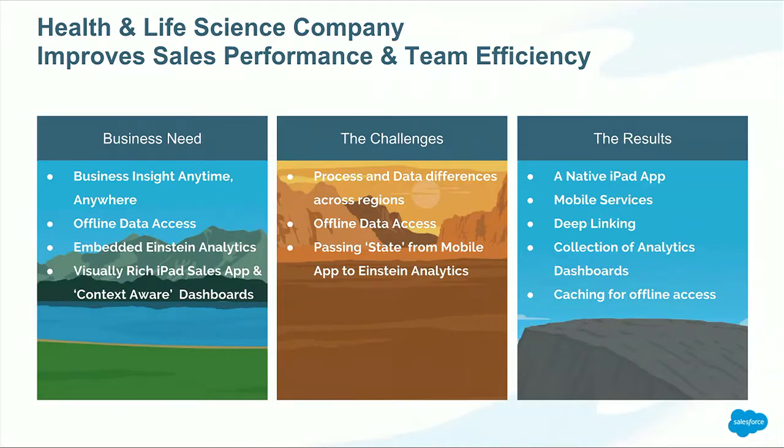So the result is a native iPad app using all the mobile services that I talked about, like the push notification, geo notification to track the doctors, and the deep linking feature, wherein from the mobile custom app, they can move to the Einstein Analytics dashboard. And then we built a rich collection of analytics dashboards. And data was also cached so that when they were off network, they were able to access their information and the dashboards. So with that, I'm going to hand it to Dave to talk about the architecture behind it and kick it off with a demo.